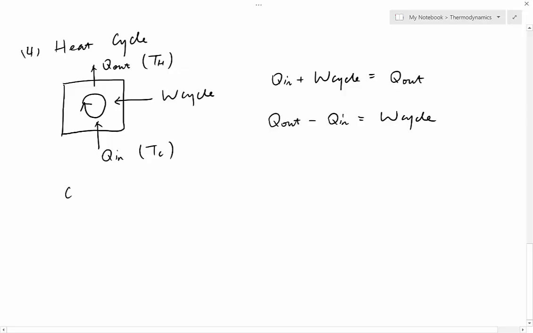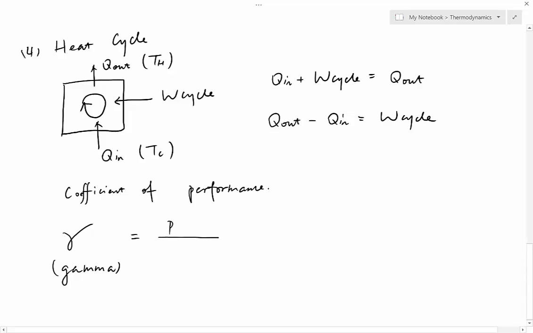We use something similar. It's called coefficient of performance. And this time we use letter gamma. Coefficient of performance. And what is the definition of gamma? You guessed it right. It's exactly the same. Purpose over cost.